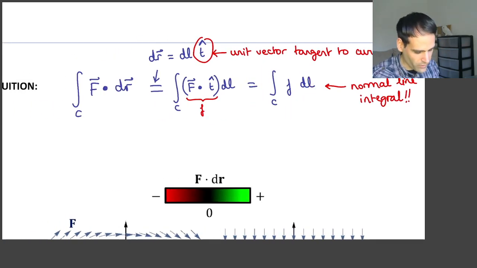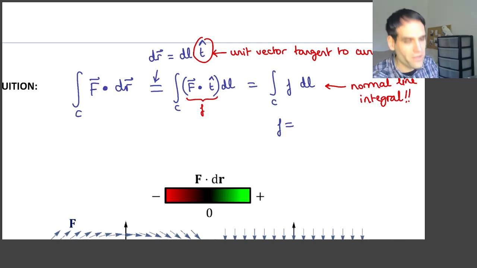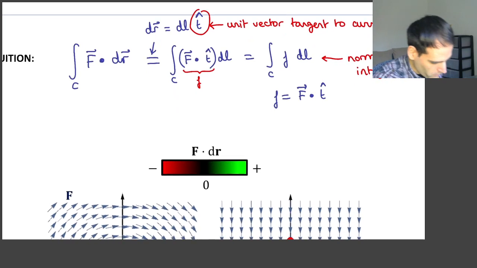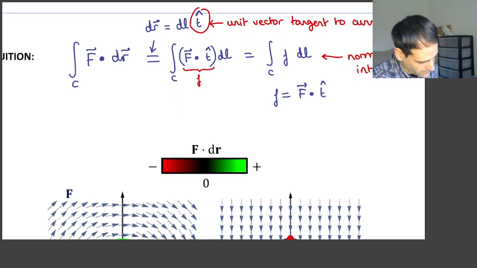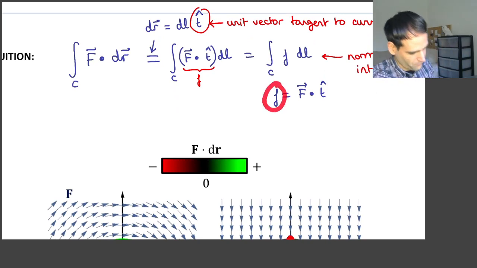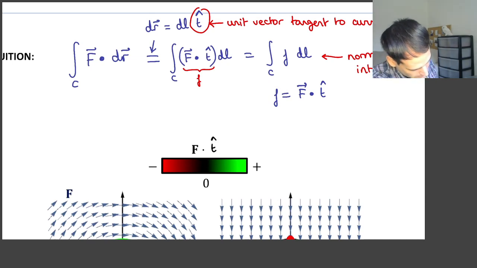So now what I'm saying is that we can convert one of these integrals into the other by simply saying that this scalar f, like the mass density of the wire, is simply the vector field F dot t hat, the tangent to the curve. So what I'm going to do here is plot exactly that. I'm going to plot this little f. Actually, let me modify this. So I'm going to plot F dot t hat, which is equal to our scalar f.